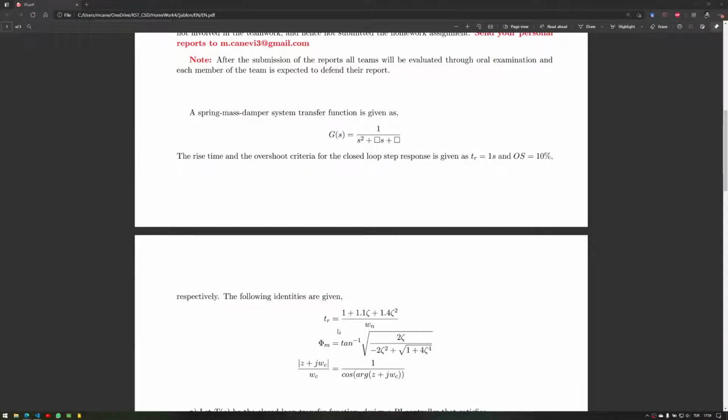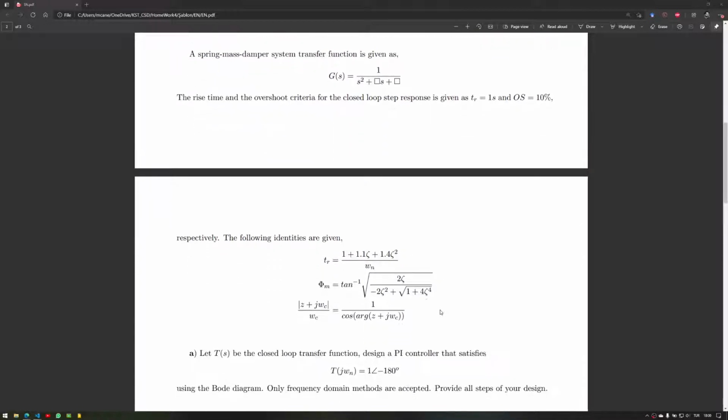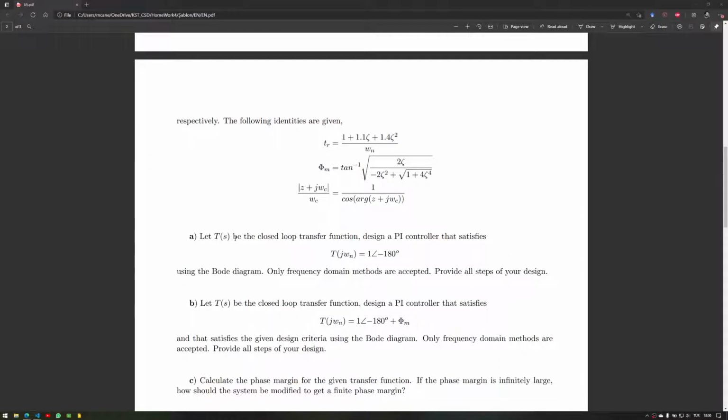First of all, we have an approximate equation for the rise time, and then we have an equation for the phase margin. So using both of these you can calculate basically zeta and omega n. So we have overshoot and rise time, and you will be calculating rise time and phase margin with ease. So our first question is concerned with the frequency domain approach.